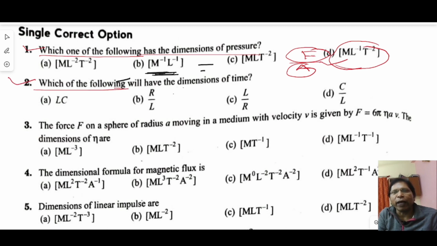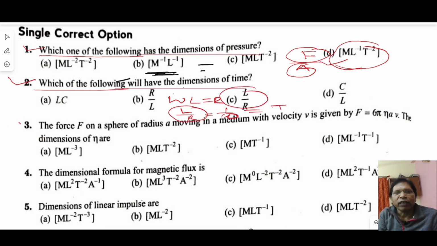Now question 2. Which of the following have the dimension of time? Okay, look at this. You know omega L equal to 1. So look at this here. L by R equal to 1 by omega. That is 1 by angular frequency, that is 1 by frequency. That is the time. So L by R is the dimension of time. That is, option C is correct.